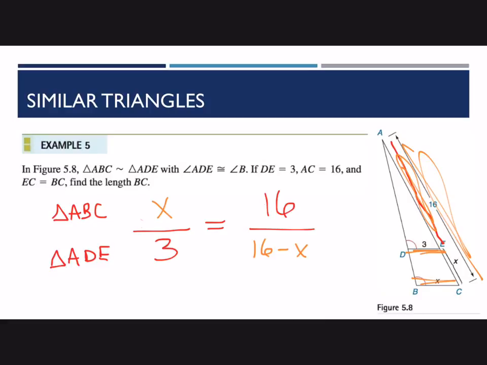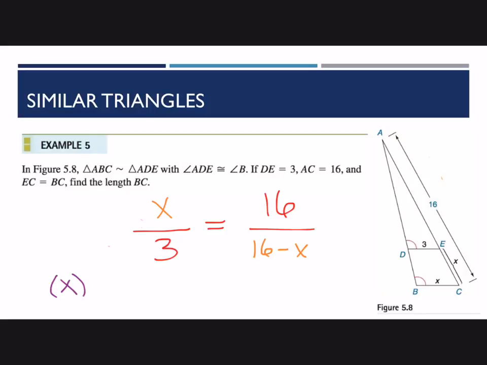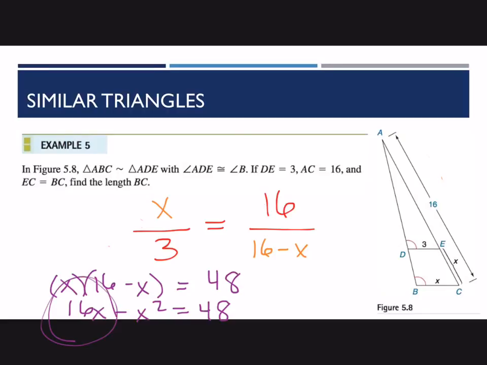Alright, so we are all set up to solve, so the next step is to cross multiply. And we're going to get x times 16 minus x equals 3 times 16, which is 48. And then we distribute the x on the left, so you get 16x minus x squared equals 48. And this is a quadratic equation, so we can either choose to factor this or use the quadratic formula. We can't square root it because it's got this x term in there. Either factoring or quadratic formula requires setting the equation equal to 0, so that's next.